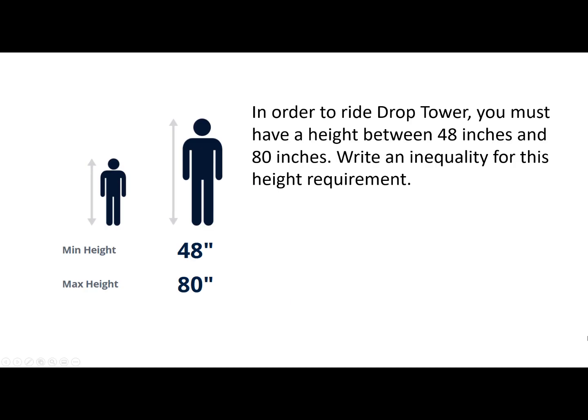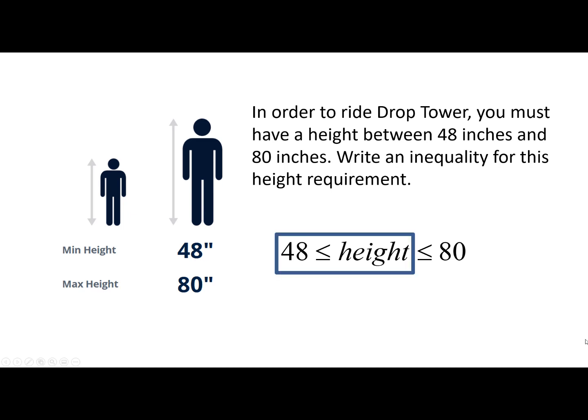So the minimum height is 48 inches. The rider must be 48 inches or taller, but at the same time must be less than or equal to 80 inches. So the inequality would look like this. 48 is less than or equal to the height, which is less than or equal to 80 inches. So this is a compound inequality. We have the minimum height requirement. You have to be 48 inches or taller, and at the same time we have the maximum height restriction. You must be 80 inches or less.